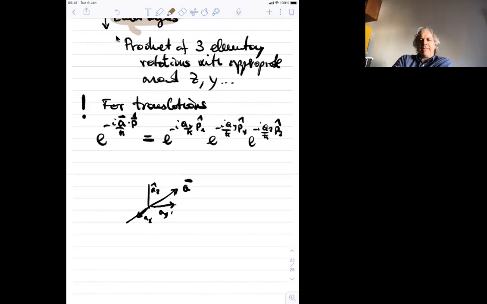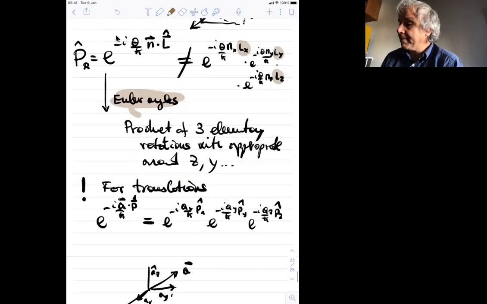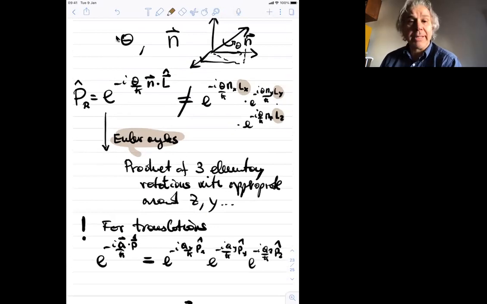So the thing behind this is that exponentials of non-commuting operators, like the angular momentum, are not split in general. It's a more complicated subject. Forget it, don't be worried about it. It will not be in the exam. It's a more advanced topic. Just be aware of it, however. Euler angles are useful for more complicated applications, but not for our purposes.